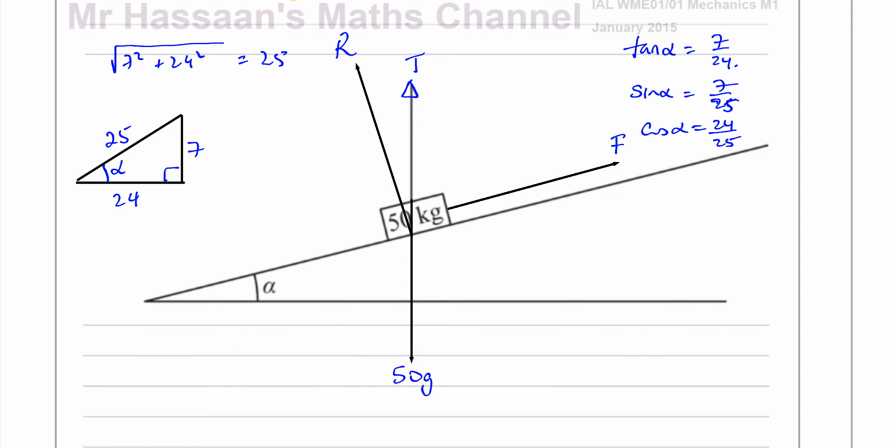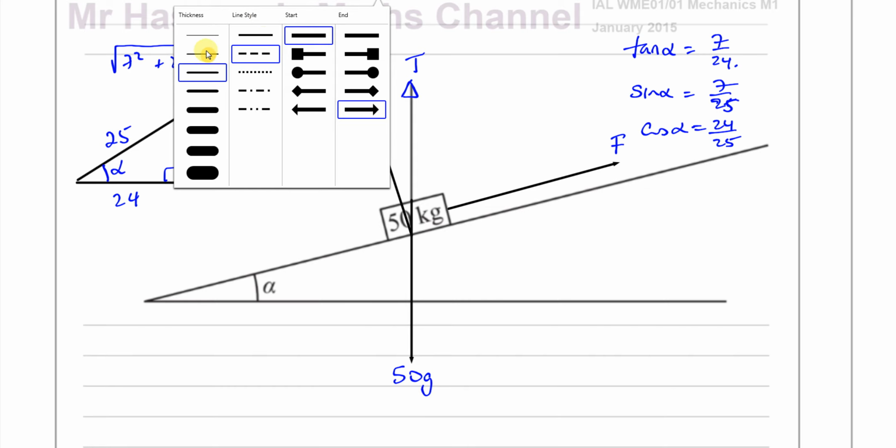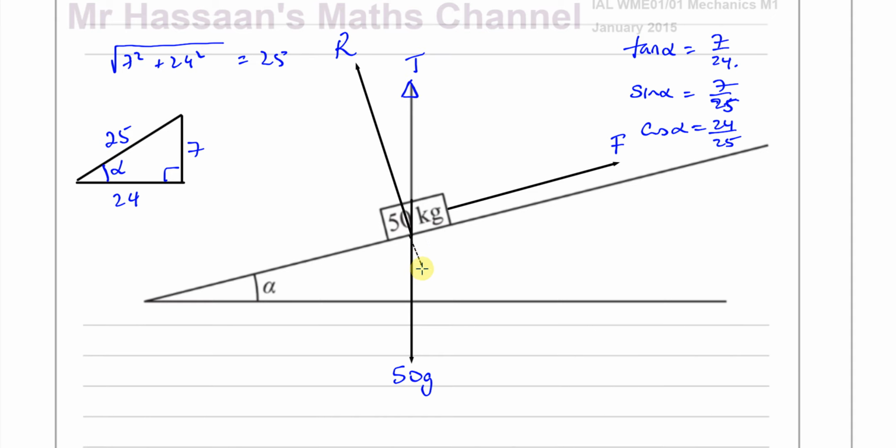So I'm going to draw in the components of these forces such that they are parallel and perpendicular to the plane. So let's start with the weight. This is 50g. Let me draw it so that it's perpendicular, over here. That's perpendicular to the plane, and then the component will also act down the plane. That's going to be the component of the weight down the plane. Let me draw that a bit higher up so you can see it better.